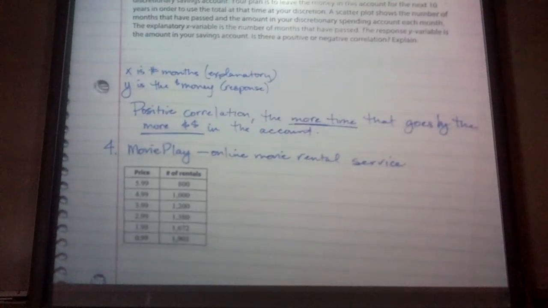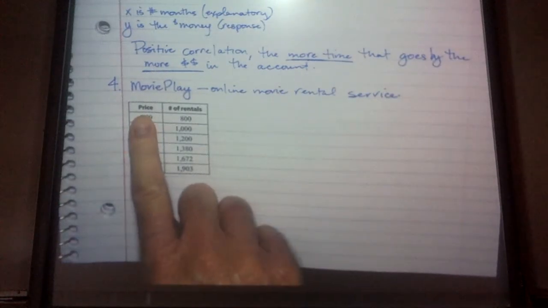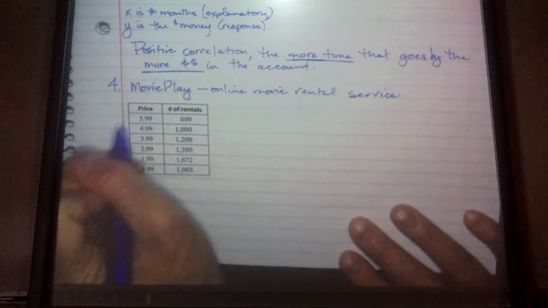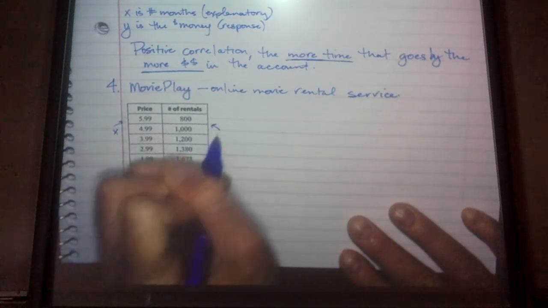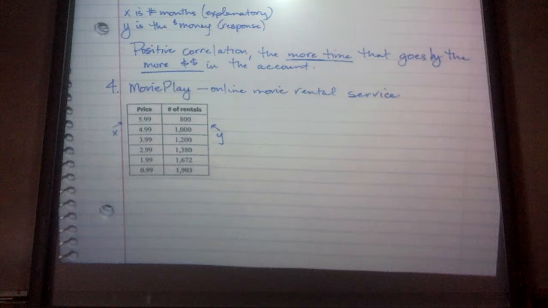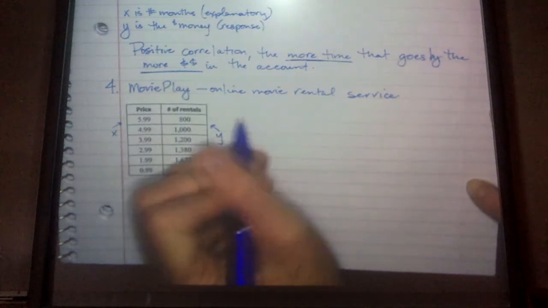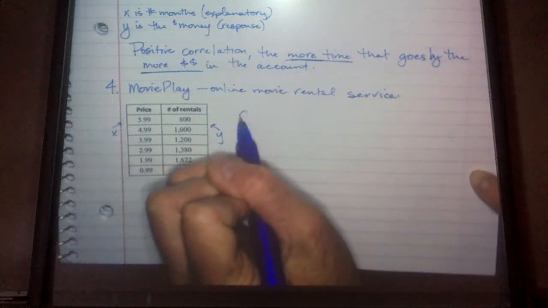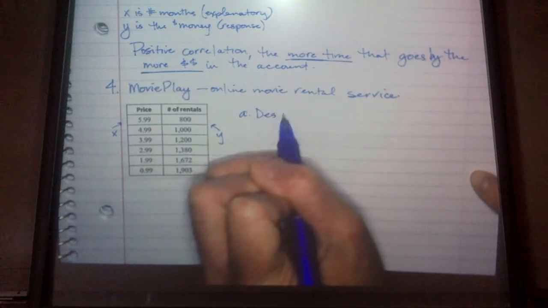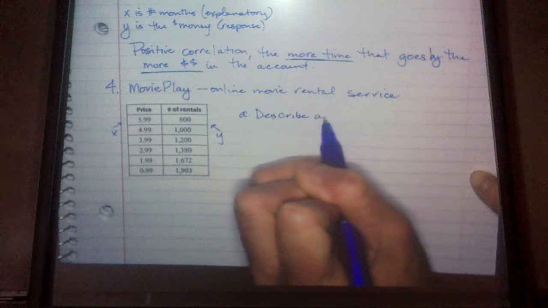So anytime they give you a table, pretty much think of the first variable as x. This would be x, and this would be y, just like we set up our tables. So x is our price, and the number of rentals is y. So what do we notice about this? Is it positive or negative? So that's going to be part A. Describe any trends that we see.